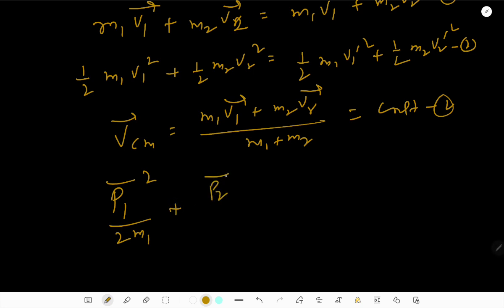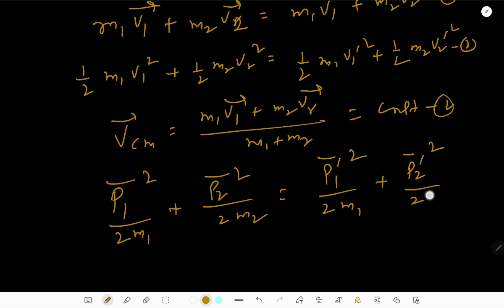And p2 bar squared by 2 m2 is for ball of mass m2, and before collision things are quite clear. And p1 dash bar squared by 2m1 is the after-collision kinetic energy of mass m1, and p2 dash bar squared by 2m2 is the kinetic energy of ball 2 after the collision. I would like to write this simply as equation number 2 dash, because equation 2 and 2 dash are the same.